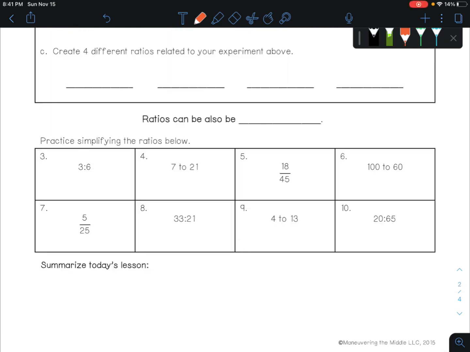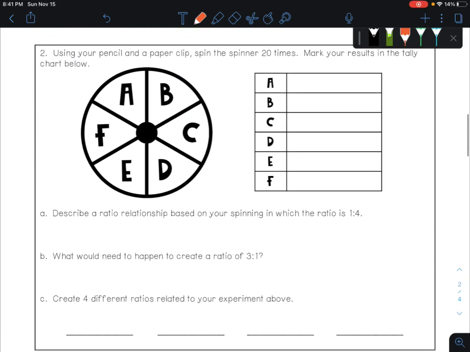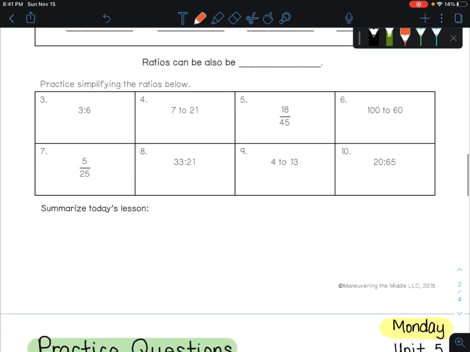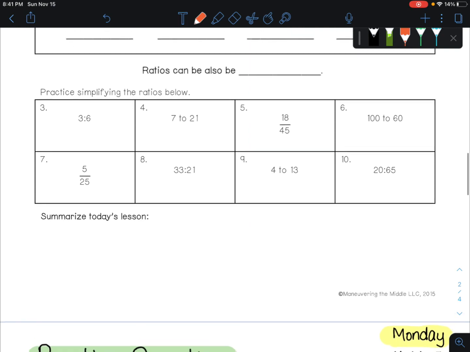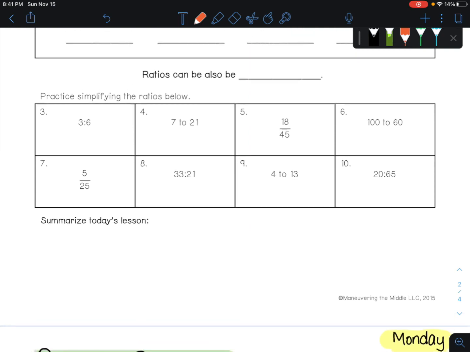For our next couple examples, we're actually going to skip over number 2. If you would like to do this on your own after you watch the video, not necessarily a bad idea. Just another way to get some practice, okay? For number 3, we're going to talk about how ratios can be simplified.